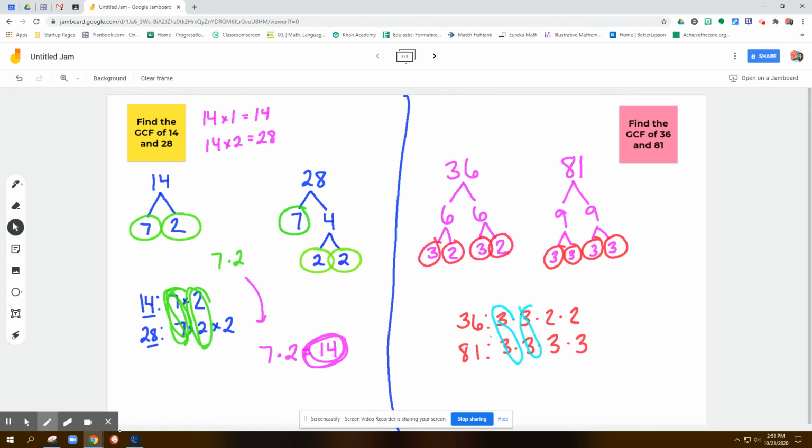And that's it, because 36 has two 2s and 81 has three 3s, but they do not have them in common. So the only common prime factors of 36 and 81 are 3 and 3. And 3 times 3 is 9. So the GCF, or the greatest common factor of 36 and 81, is 9, because 9 times 4 is equal to 36, and 9 times 9 is equal to 81.